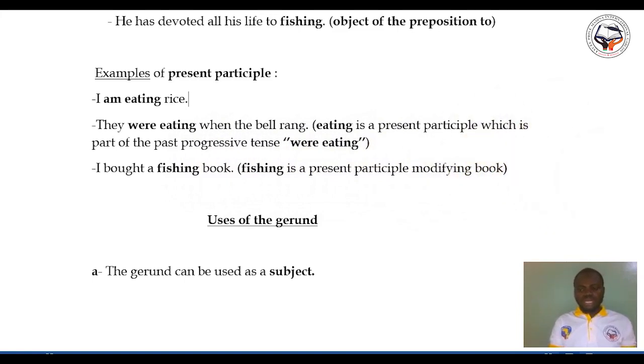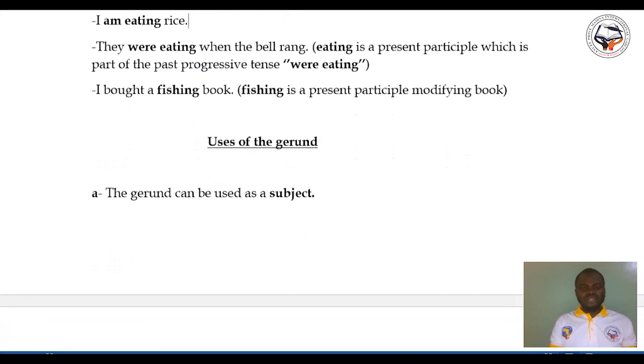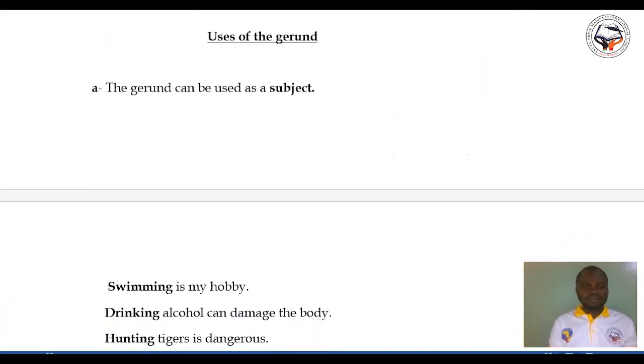I hope you have seen the difference between the gerund and the present participle. Now, knowing the difference between them, we are going to see the uses of the gerund. That is, when can we use the gerund? There are many uses of the gerund. The first one is that the gerund can be used as a subject, as we saw a few minutes ago.